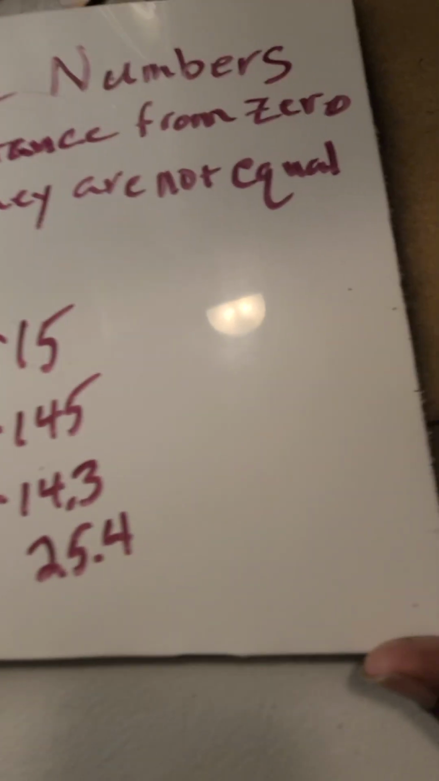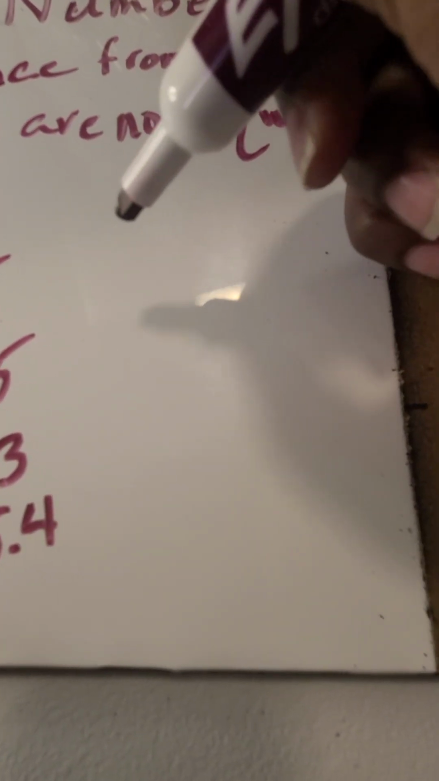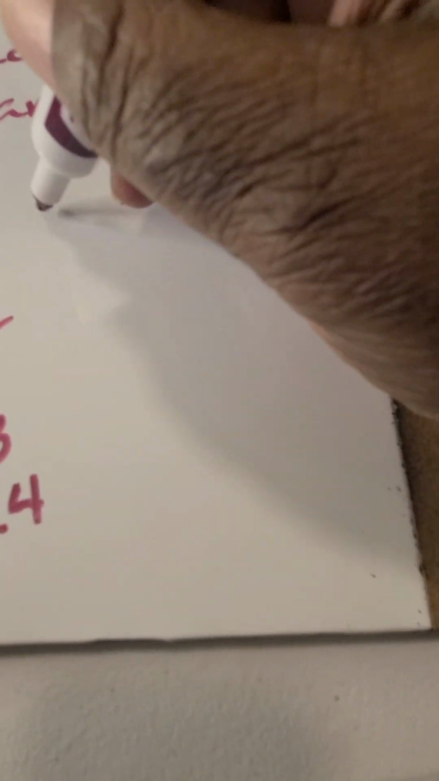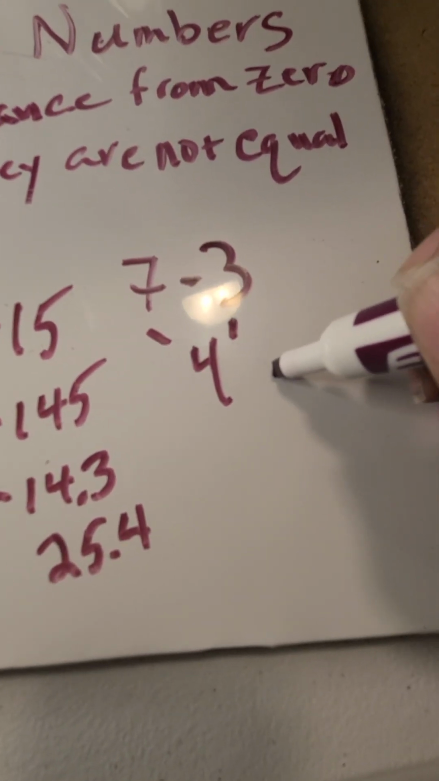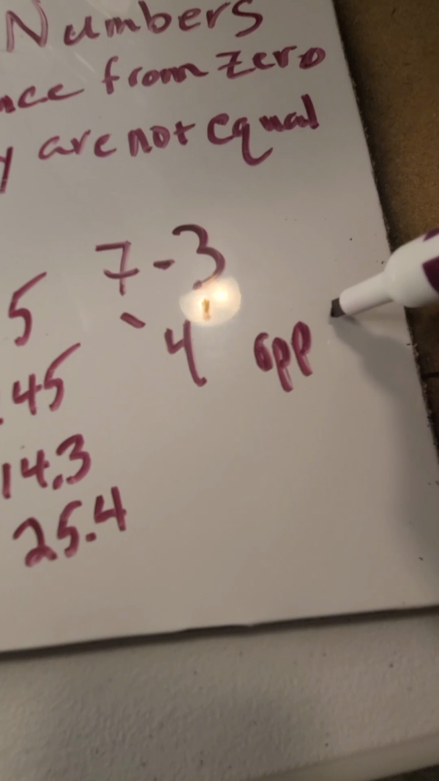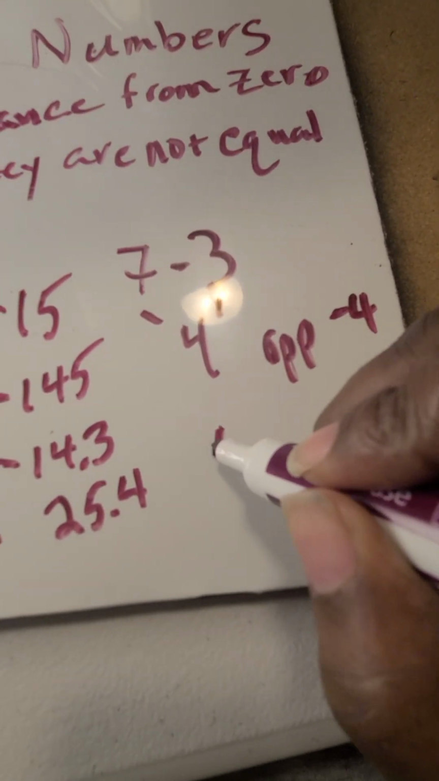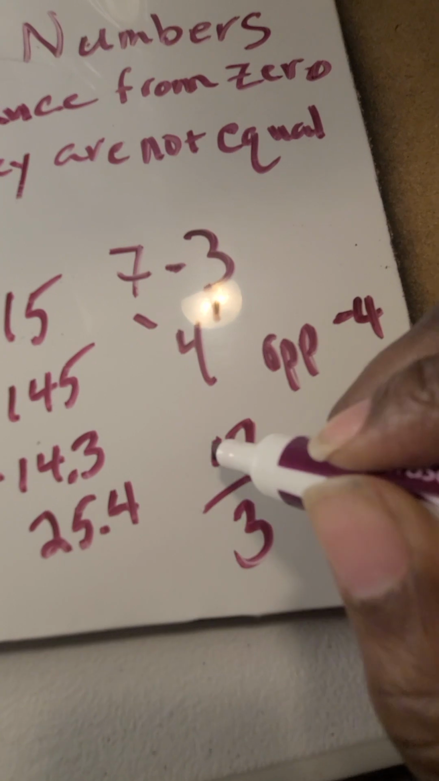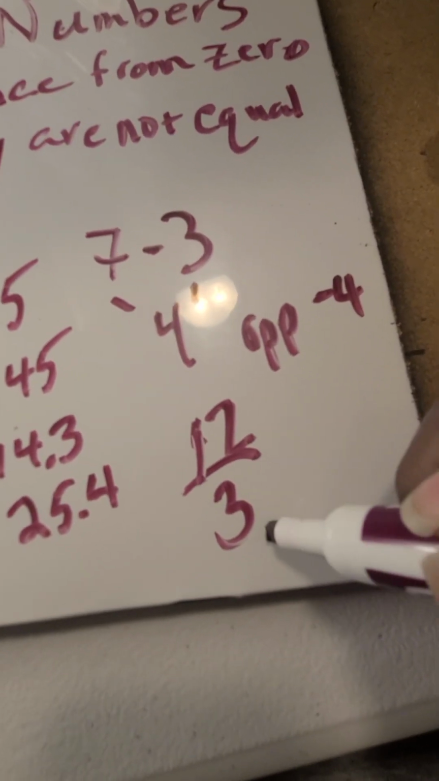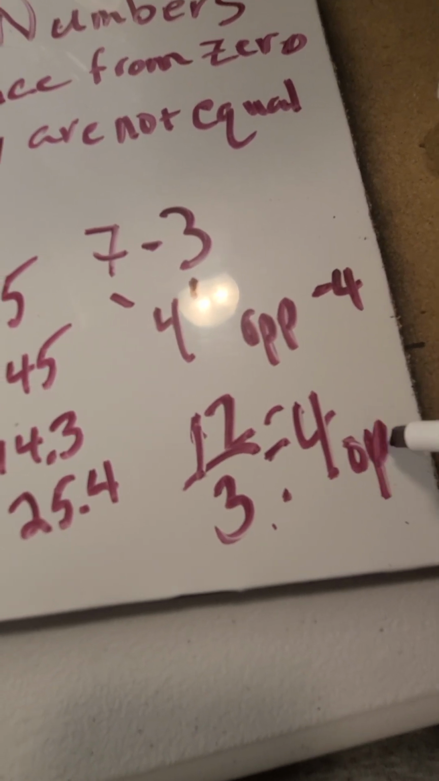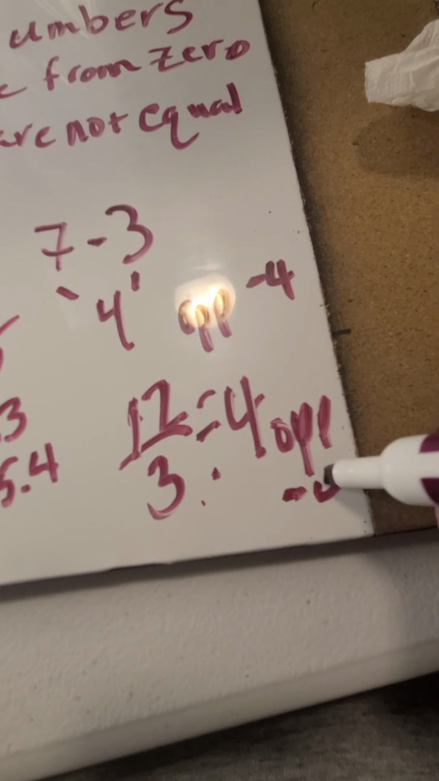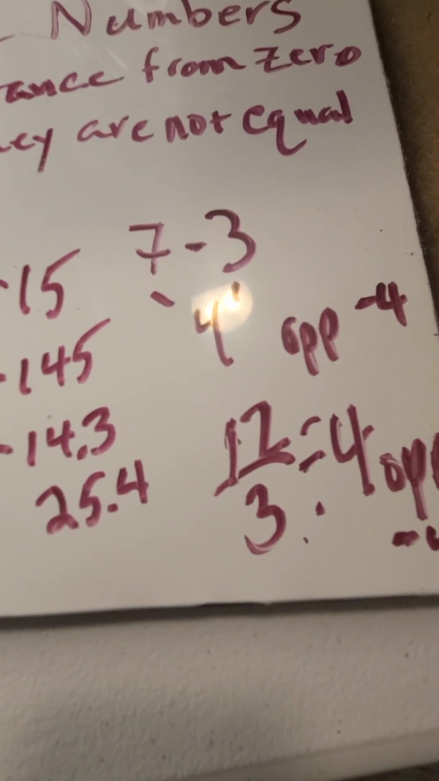So let's do something a little more complicated right here. So let's say I want to know what the opposite of 7 minus 3 is. Well, 7 minus 3 is 4, so its opposite would be -4. What is the opposite of 12 divided by 3? Well, 12 divided by 3 is 4, so its opposite would again be -4. So that's enough to get us started.